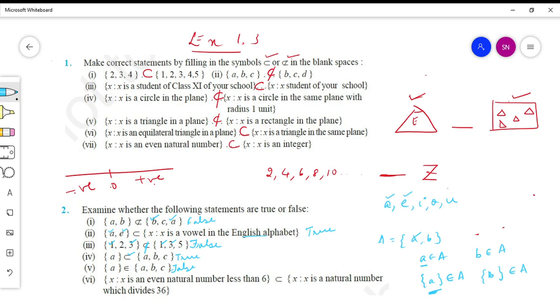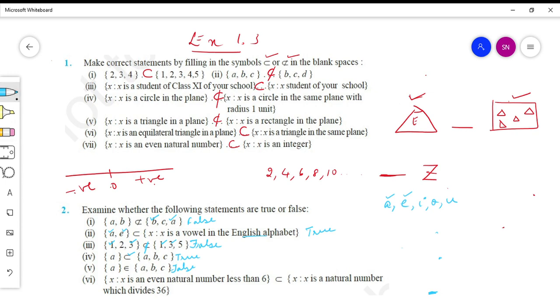Okay, now the last question. The set of all x such that x is an even natural number less than 6 is a subset of the set of all x such that x is a natural number which divides 36. Both the set on the LHS and the RHS have different meanings, so let us first write down what they mean.